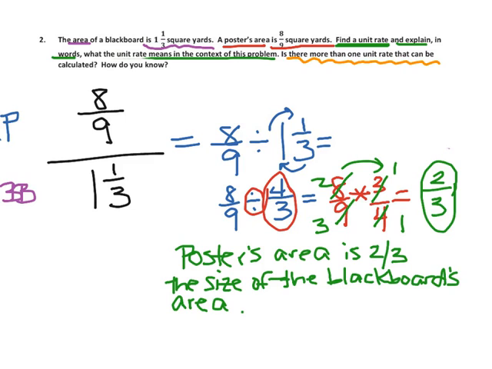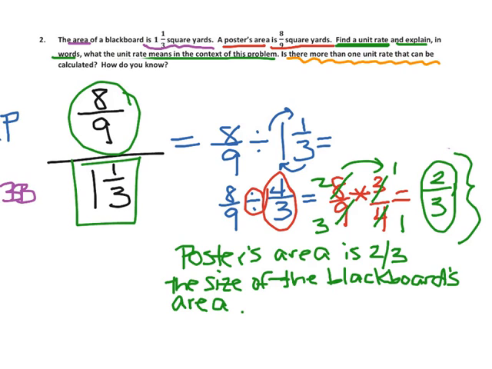Does that make sense? Well, yes, because the poster is smaller than the blackboard. The poster is fitting on the blackboard. So that's why it's 2/3, not a full whole number, because it's not equal. And the 2/3, it's 2/3 of the size of the blackboard, which was 1 1/3.